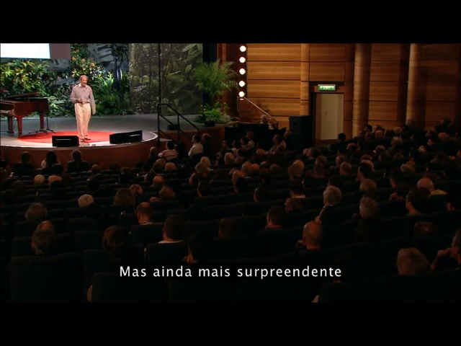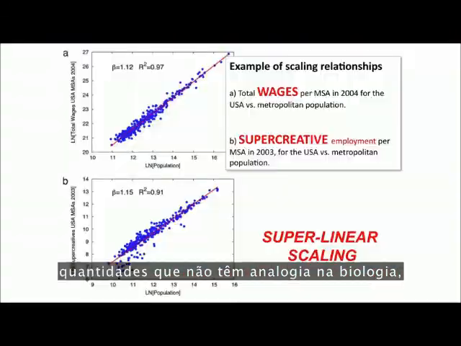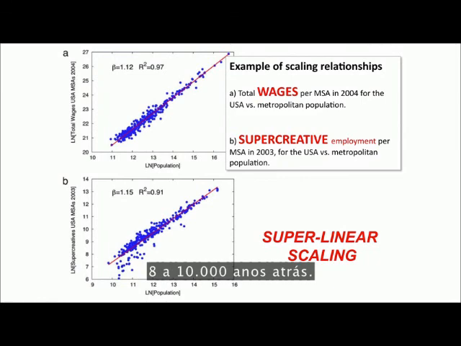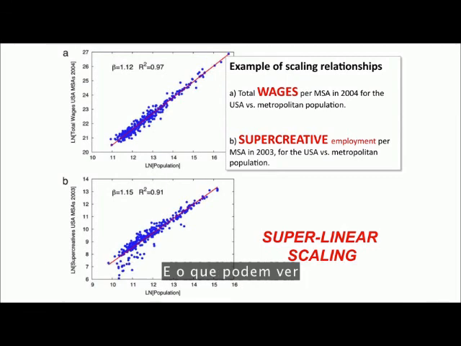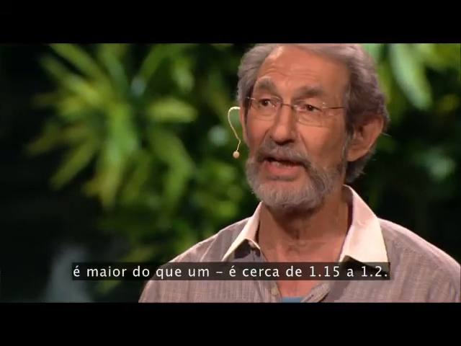But even more surprising is if you look at socioeconomic quantities, quantities that have no analog in biology, that have more evolved when we started forming communities 8,000 to 10,000 years ago. The top one is wages as a function of size, plotted in the same way, and the bottom one is you lot, super creatives, plotted in the same way. And what you see is a scaling phenomenon, but most important in this, the exponent, the analog to that 3/4 for the metabolic rate, is bigger than 1. It's about 1.15 to 1.2.